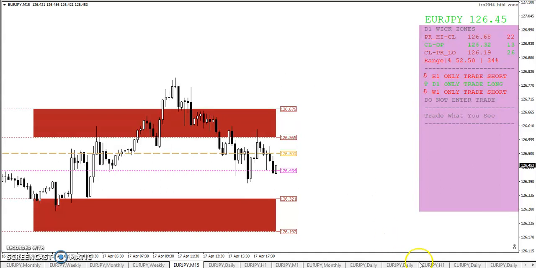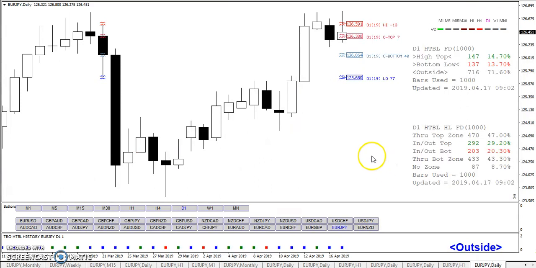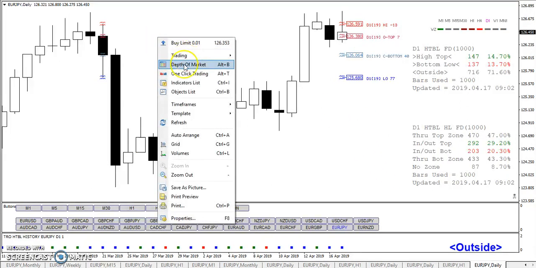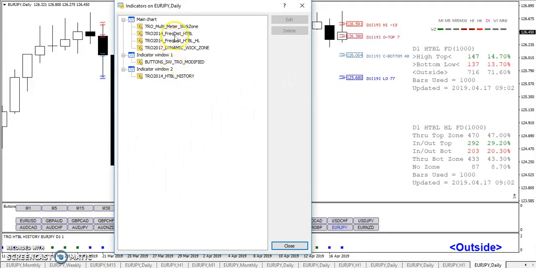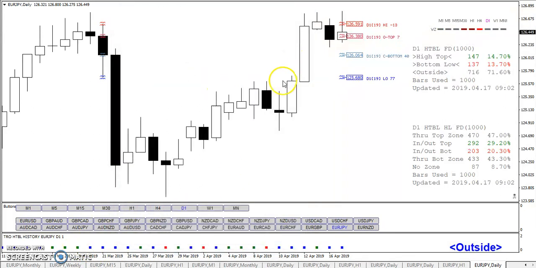I've run the stats. I've shown that. In fact, I have a couple more frequency distributions that were made specifically for the wick zone here, and also put up the wick zone multimeter, and once again another look at the dynamic wick zone. And then the history just shows you: did it stay inside the wick? Did it close above the wick? Did it close below the wick zone? Or outside of the wick zone?